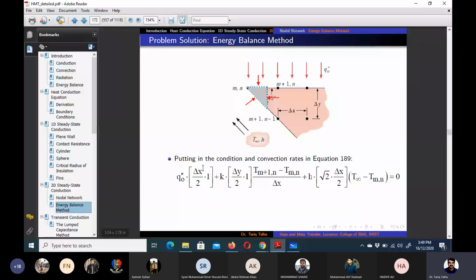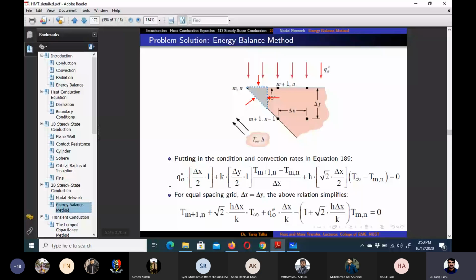If we put in the values, this is the heat transfer rate due to the heat flux from the top, and then we have the conduction heat transfer from the right hand side node, which is M plus 1 N, and in the last term, the convection heat transfer from the surrounding fluid. If we put it equal to 0, then we can rearrange it in terms of T M plus 1 N: T infinity plus Q naught double prime delta x by 2, minus 1 plus under root 2 into h delta x upon k into Tmn. So can anyone tell me which terms in this equation would go on the right hand side of the equation?